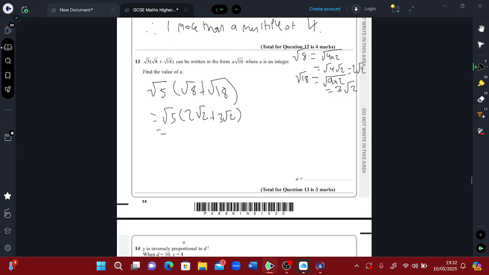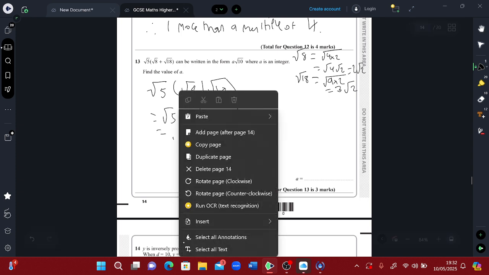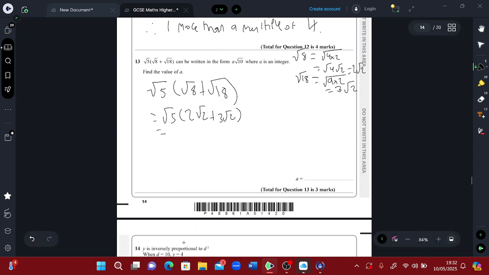And then we can collect like terms, because root 2 is the same. So that's 5 root 2, because 2 root 2 plus 3 root 2 is 5 root 2. So what's happening here is it's 5 times root 2, and then times by root 5.